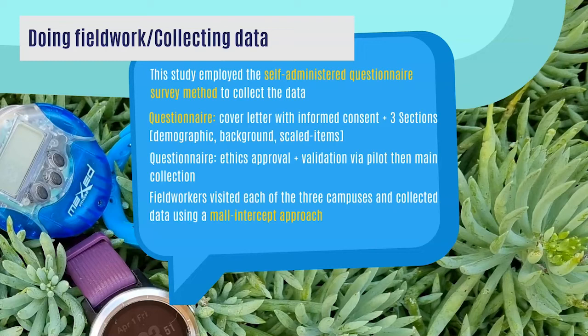The questionnaire had to go through ethics approval and also validation with a pilot study before you can collect from your main sample, because you want to determine whether the constructs or the latent factors load as they are supposed to, whether they are reliable, and measure what they intend to measure. Then the field workers visited each of the campuses and collected data using a mall intercept type approach. So 200 questionnaires between the 3 campuses.